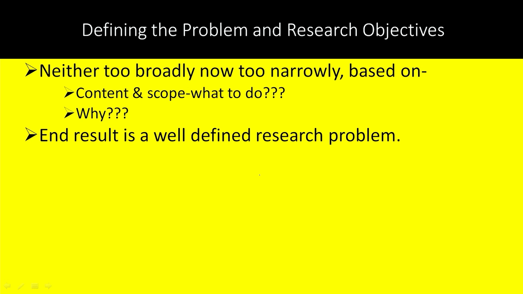The first step is defining the problem and research objectives. Research objectives come from the research problem. The research problem should neither be too broadly nor too narrowly designed. Both ways it is not advisable, because a broad problem will require more data to be collected, more meaning data which may not even be relevant or required for solving the problem we are dealing with at that point of time during that particular research, but still we are collecting the data.